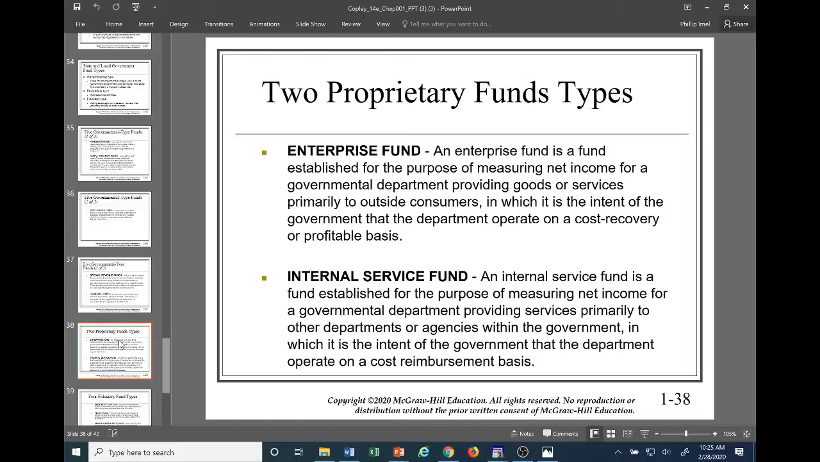Now, when reporting these to government-wide, do we have to reconcile anything? No. Why? Because they're already in accrual. Right, and the government-wide is an accrual, right?